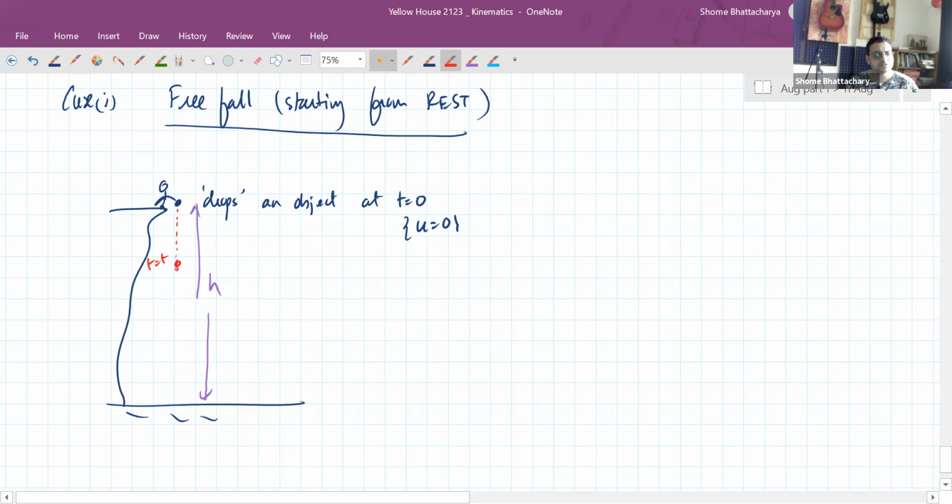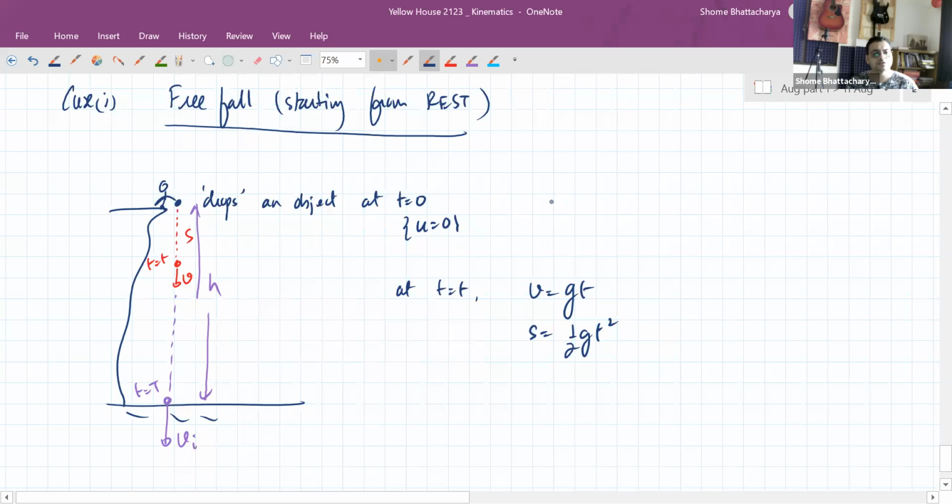At some time after it is dropped, it will have a velocity v and it would have covered a displacement s. And like that, this will continue. Finally, it will hit the ground with some velocity, which we can call the impact velocity at time t. So at t equal to t, the velocity will become gt, and the displacement will become half gt square.